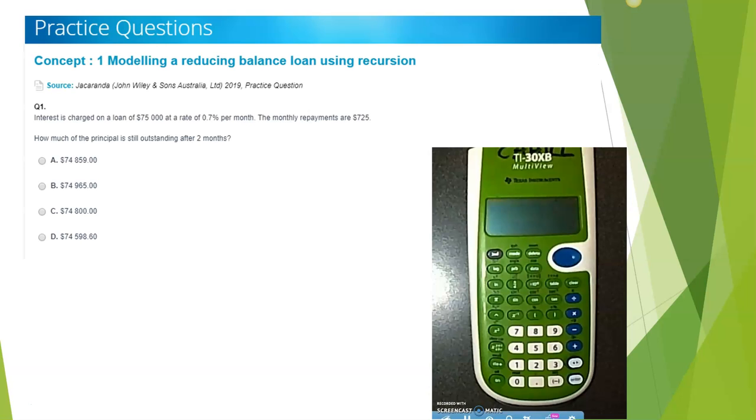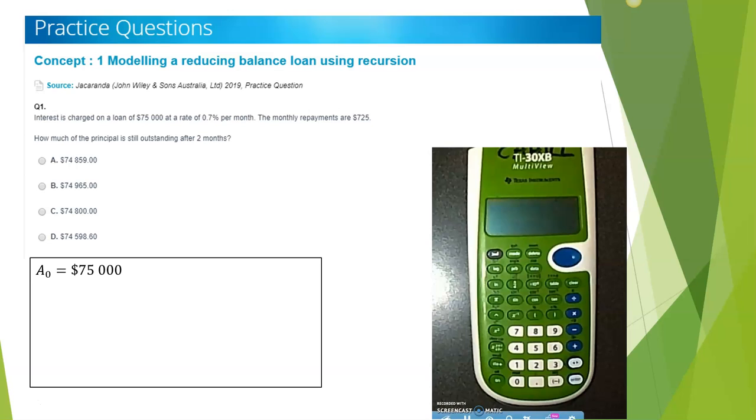Okay, so I assume that if you're watching, you've done the questions on Study On and you now want to see how to do it, or you got stuck and you want to see the answers. So here's the first question. Interest is charged on a loan of $75,000 at a rate of 0.7% per month. The monthly repayments are $725. How much of the principal is outstanding after 2 months?